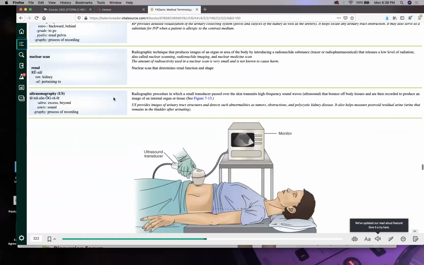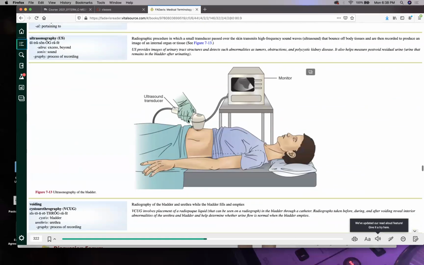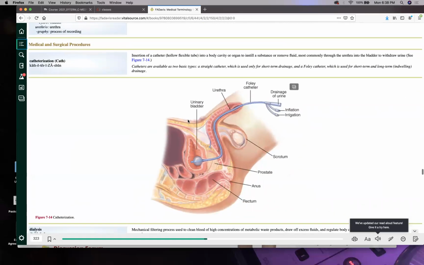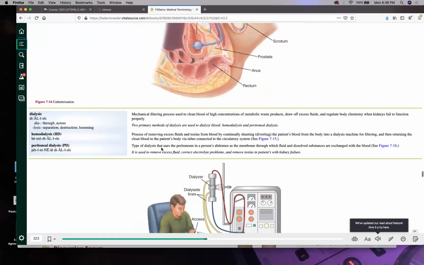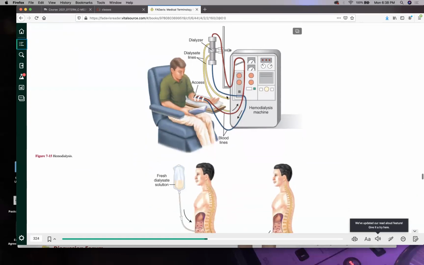CT pyelography, we talked about this. That's ultrasound. It's easy peasy. Here's a catheter, right? And you could see there's an inflation, and then of course, if we want to, we can irrigate and flush it out. Okay, you learn all of that for those of you in nursing.